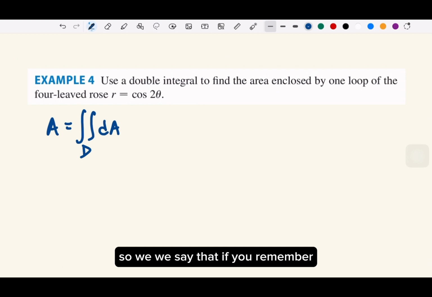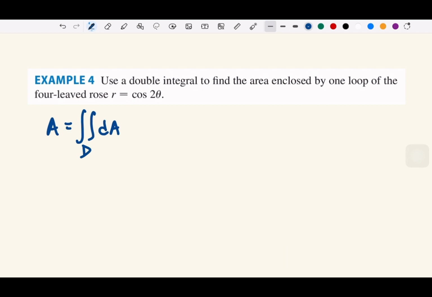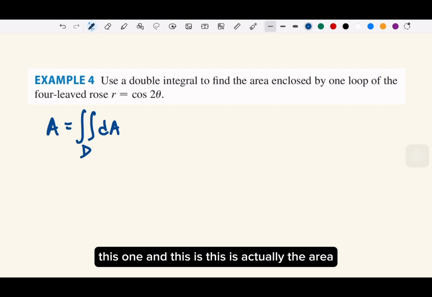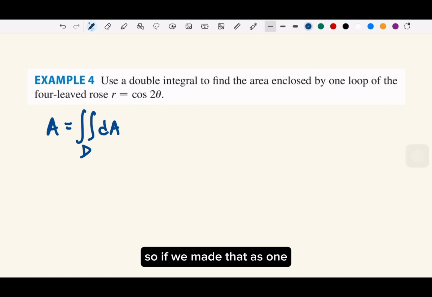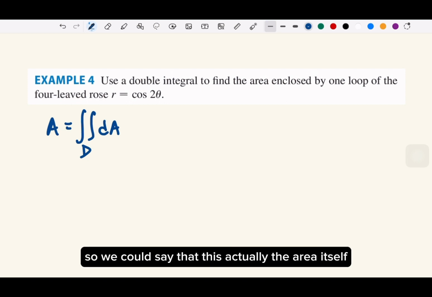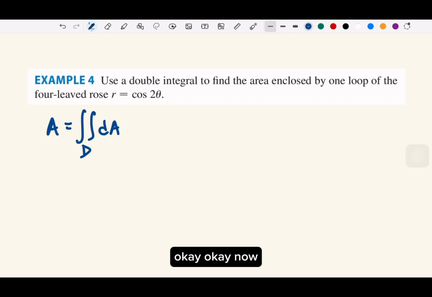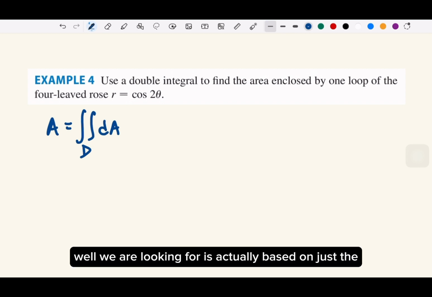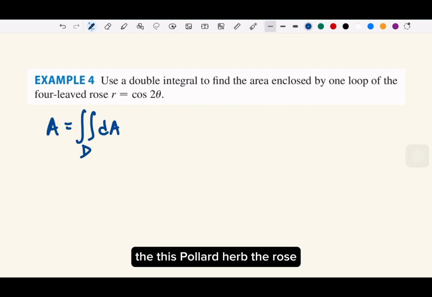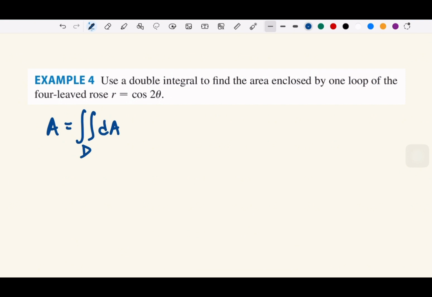If you remember, the volume is the base multiplied by the height. So we could say that the height is just 1. And this is the area multiplied with the height. Basically, the height is the function of the surface. So if we make that 1, then this is actually the area itself. Now what we are looking for is based on just this polar curve, the rose.